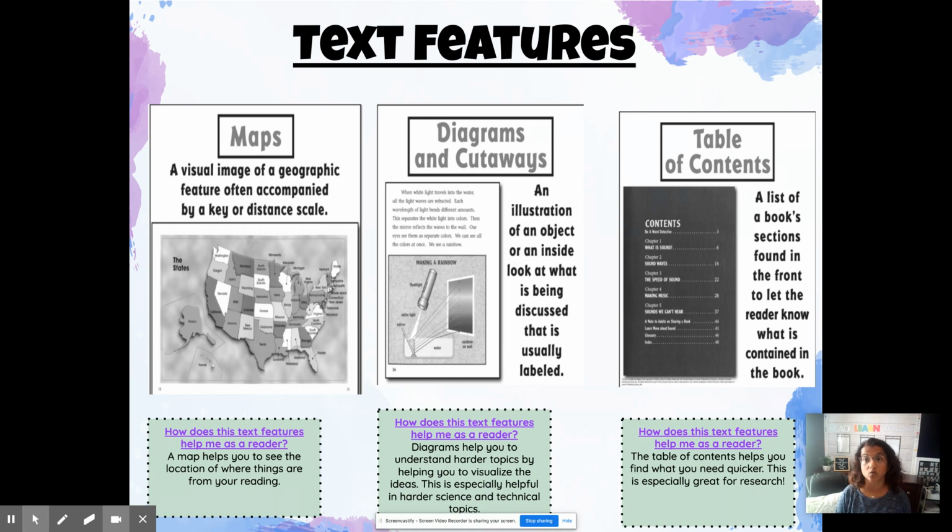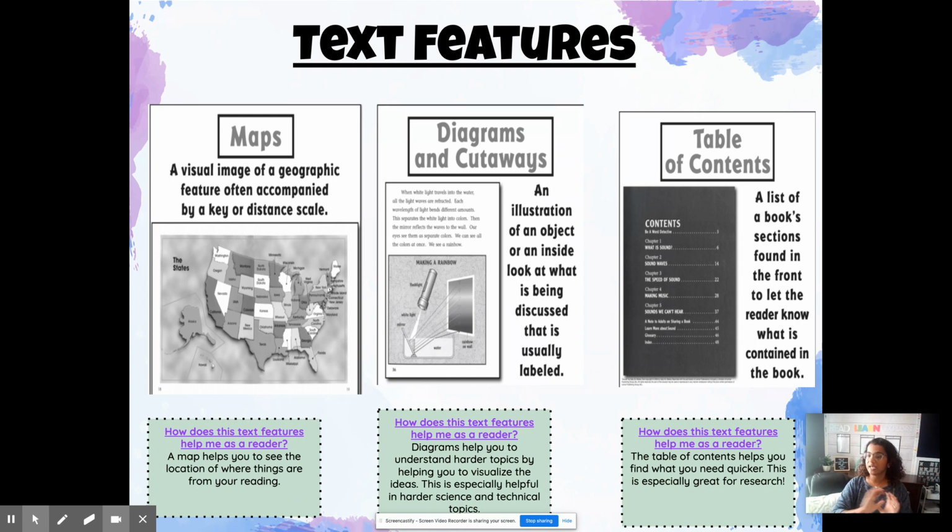The second text feature that's really important, especially in scientific text and harder kinds of text, are diagrams and cutaways. Diagrams and cutaways are basically an illustration of an object, but closer up. So let's say, for example, I'm reading something about science and they give me an illustration of the inside of the brain and maybe zoom in on a part. That is so helpful because they'll label the parts. And that's important. Instead of just writing it out, that picture, the labeling really helps my brain. So it helps me to understand harder topics by visualizing.